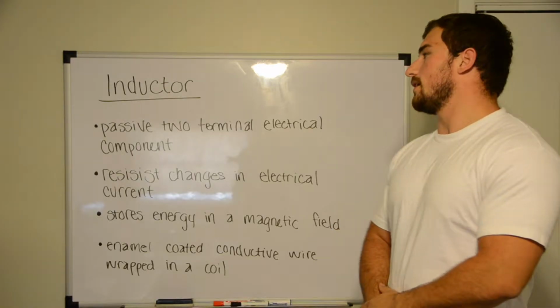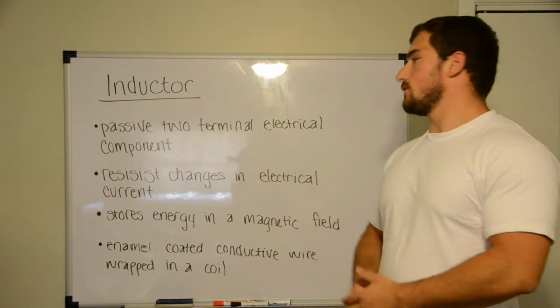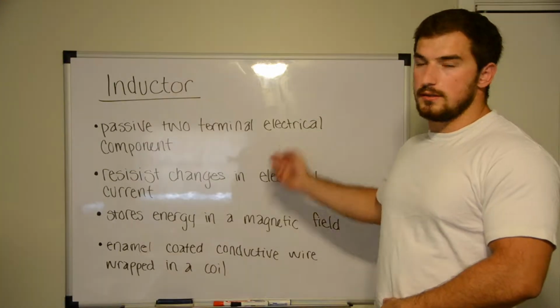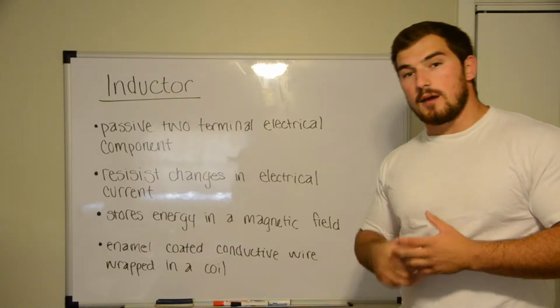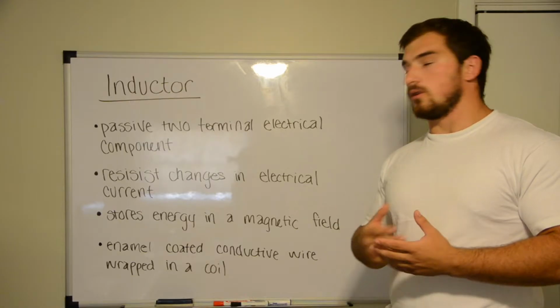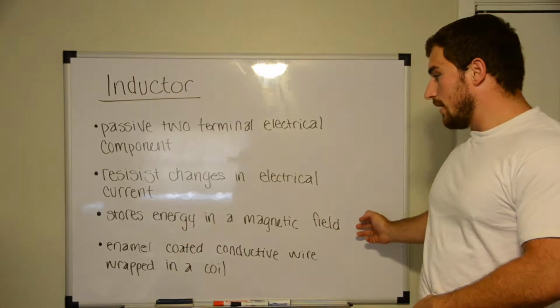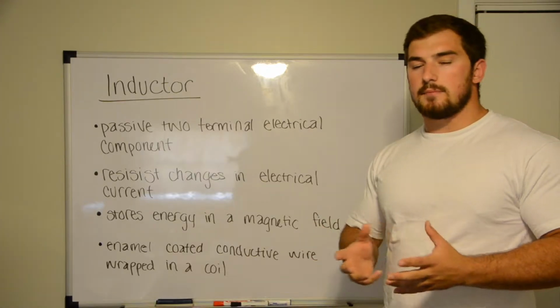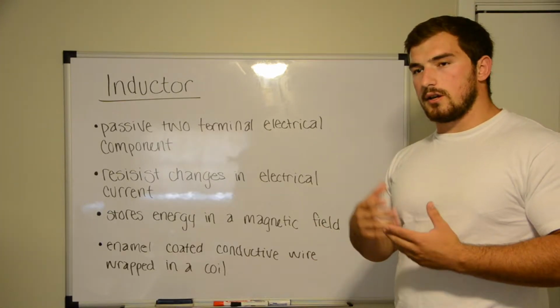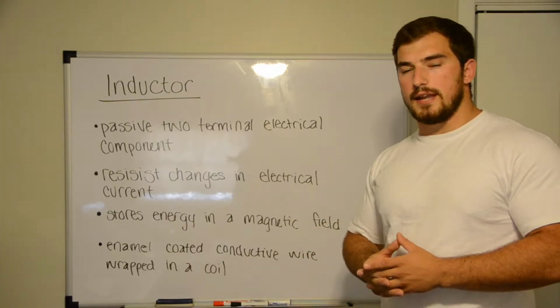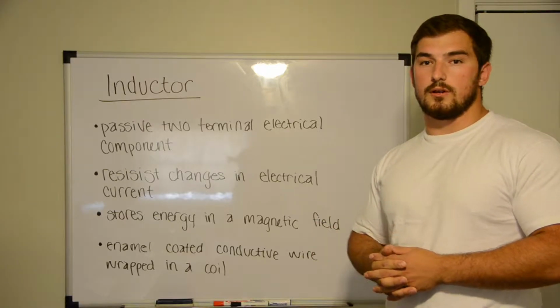Well, exactly what is it? An inductor is a passive two-terminal electrical component. Its main job is to resist changes in electrical current. It stores its energy in a magnetic field, and it's designed by having a long conductive wire that's enamel coated, usually wrapped in a coil.